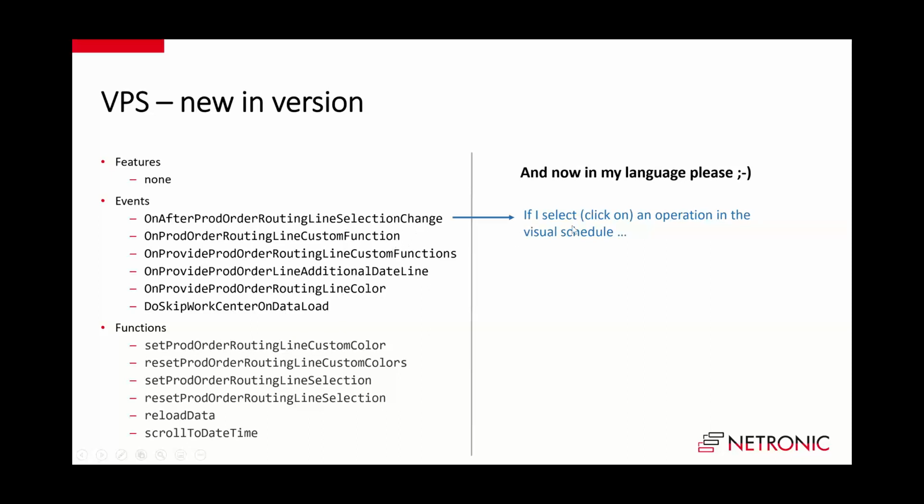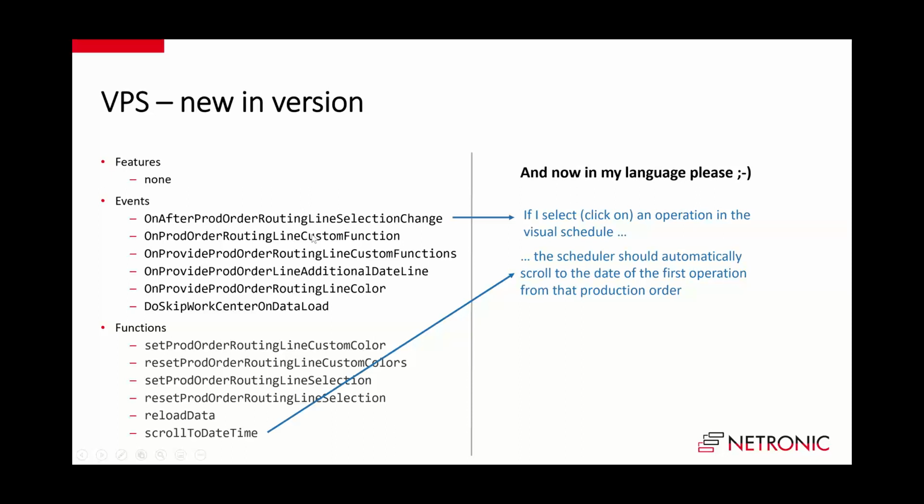Basically, this means if I click on an operation in the visual schedule, then this operation is clicked, it is selected, and now we give you the information, hey, this event has been clicked. And then what you can do, for example, you can use this function to scroll to the first operation from that production order.